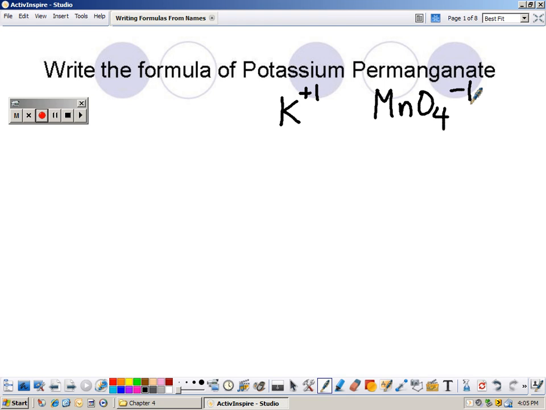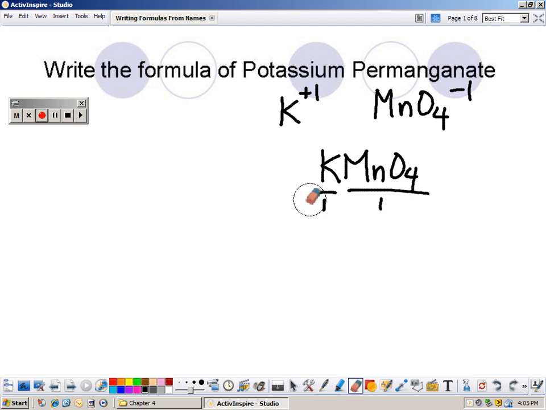Okay, now you want to compare the charges. Here you have opposite charges, a +1 with a -1. So it would take one cation and one anion to make a formula that's neutral. So when you combine these into a formula, you'll have KMnO4, and it just takes one potassium to one permanganate. Okay, and there's your answer. So it's 1 to 1. And you're done. Now, this is just to show you that's actually the formula. Let's try another example.